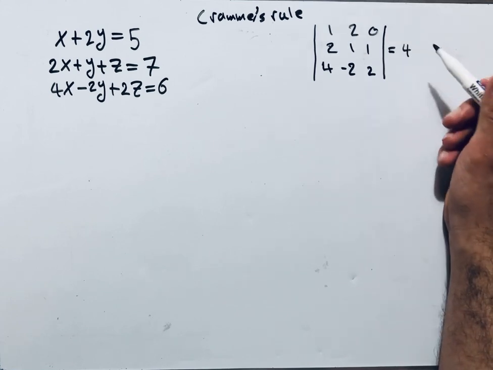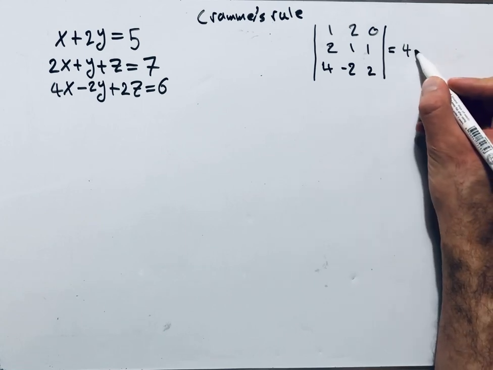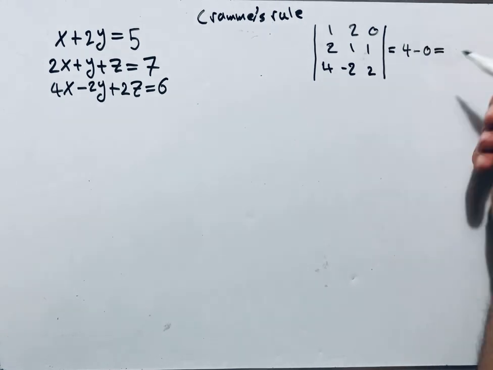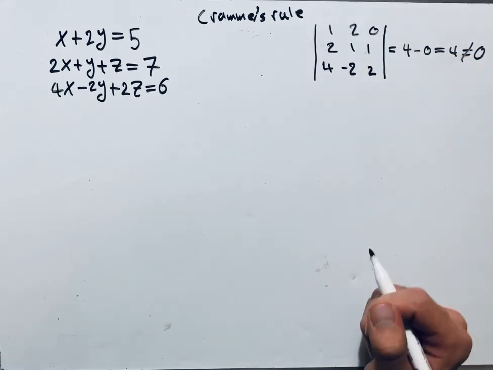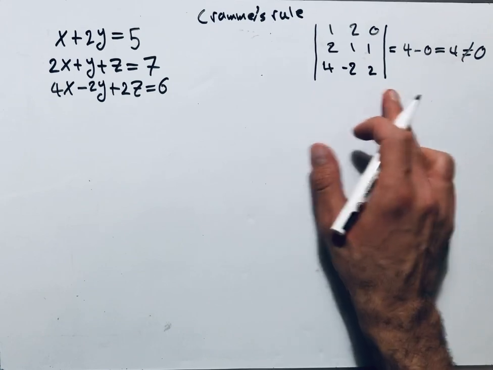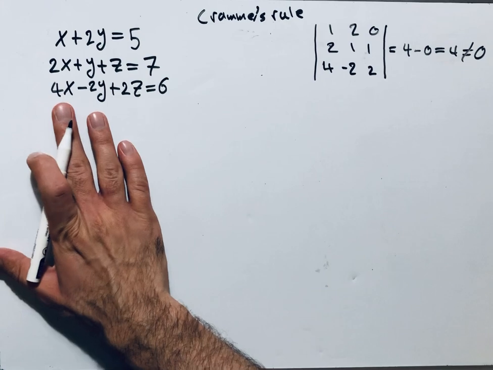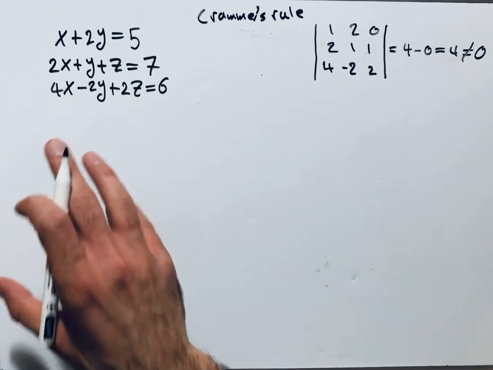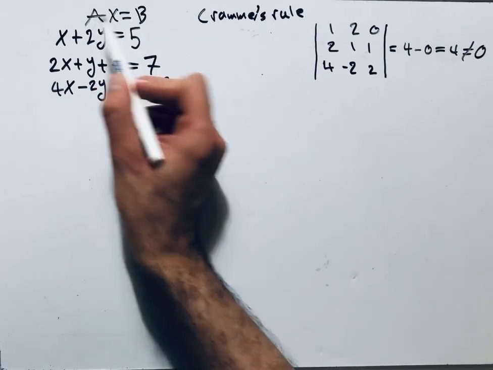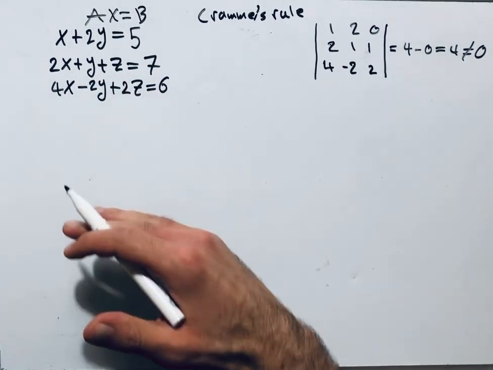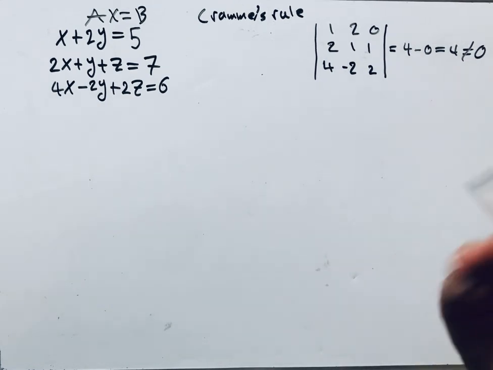If you do it, I think we get maybe 4 and then minus something. You can actually do the calculation. I'm pretty sure that this is not 0. We're going to be calculating this determinant later on anyways. So the condition is that the left side of the equation, the matrix that you get, we know this is a linear system, AX equals B. So the matrix A, the determinant of A, is not 0. Once we're sure that it's not 0, we can actually use the rule itself.